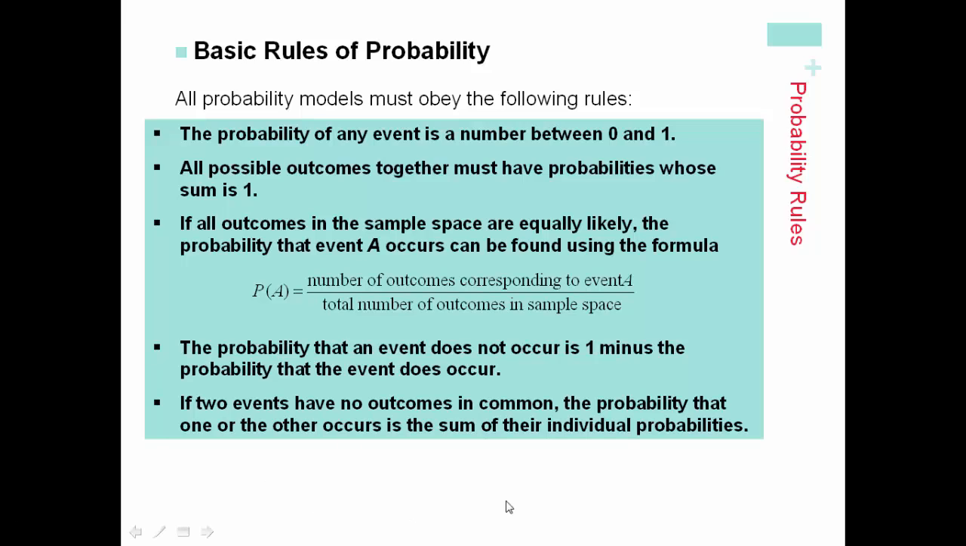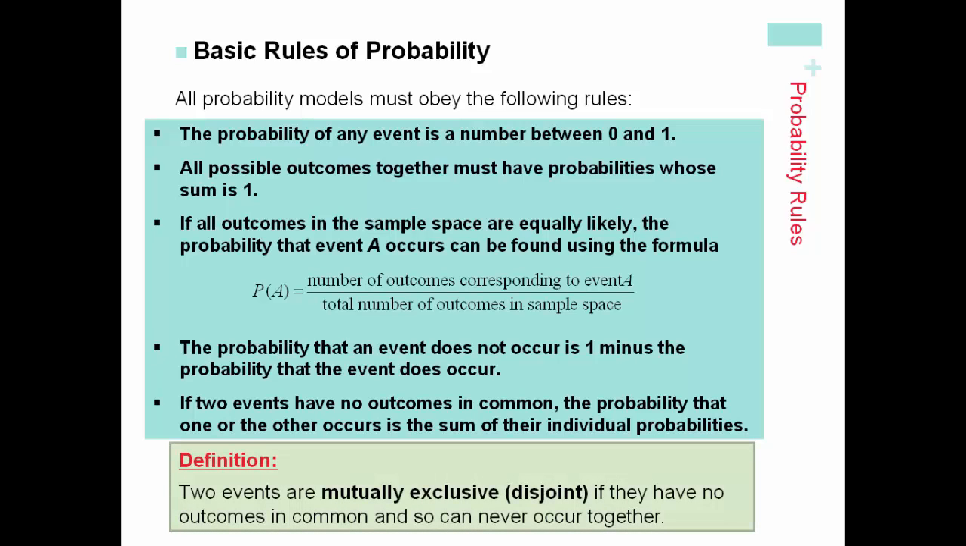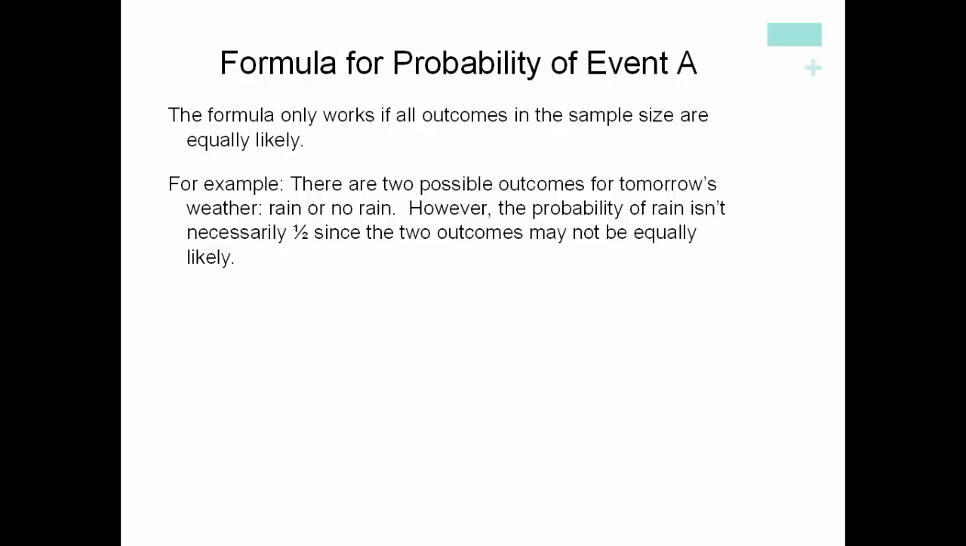All probability models must obey the following rules. The probability of any event is a number between 0 and 1. All possible outcomes together must have probabilities with a sum of 1. Probability is the number of outcomes corresponding to event A divided by total number of outcomes in the sample space. The probability that an event does not occur is 1 minus the probability that it does occur. If two events have no outcomes in common, the probability that one or the other occurs is the sum of their individual probabilities. Two events are defined as mutually exclusive or disjoint if they have no outcomes in common and so can never occur together.